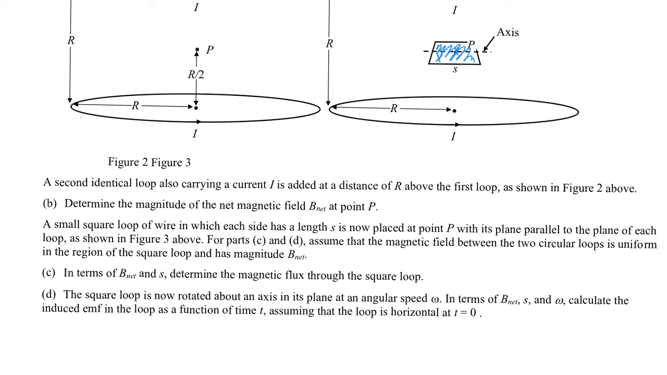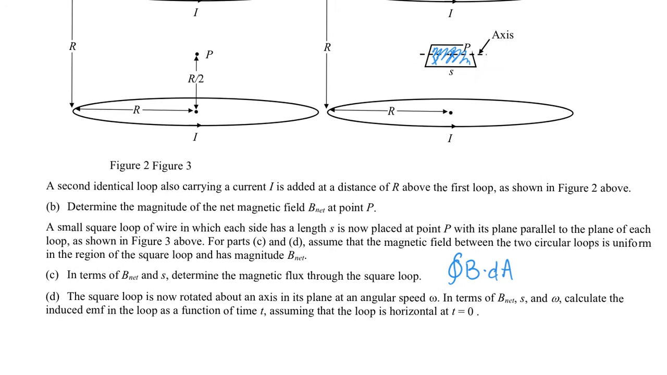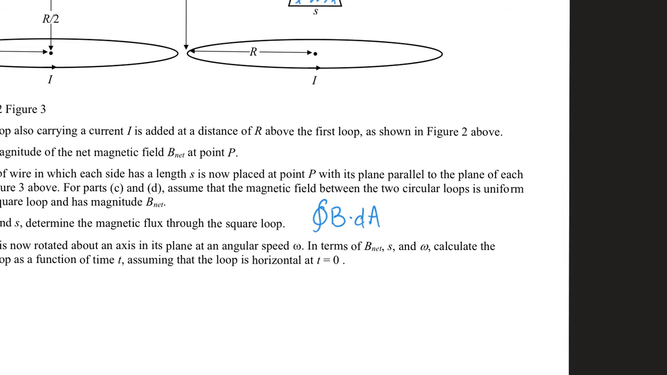So for C, quite literally, magnetic flux is just this product. And we know the magnetic field is a constant everywhere where the area exists. So all that's left for us to do is say B net. You can factor it out. It's a square loop, so that's it. Yep.